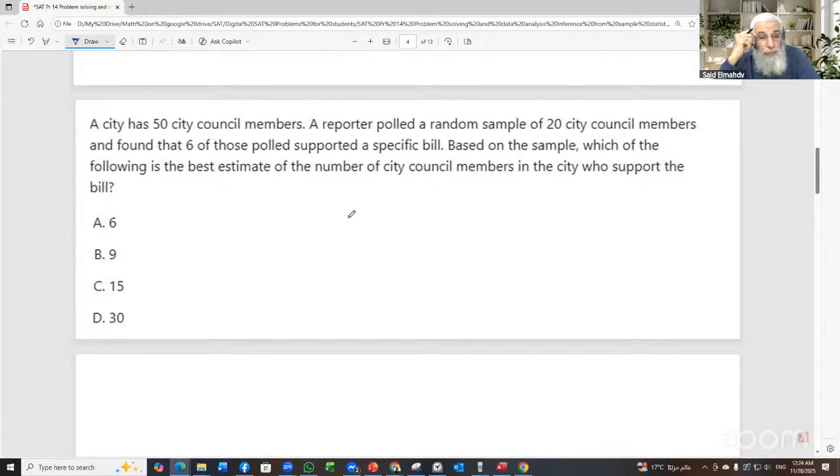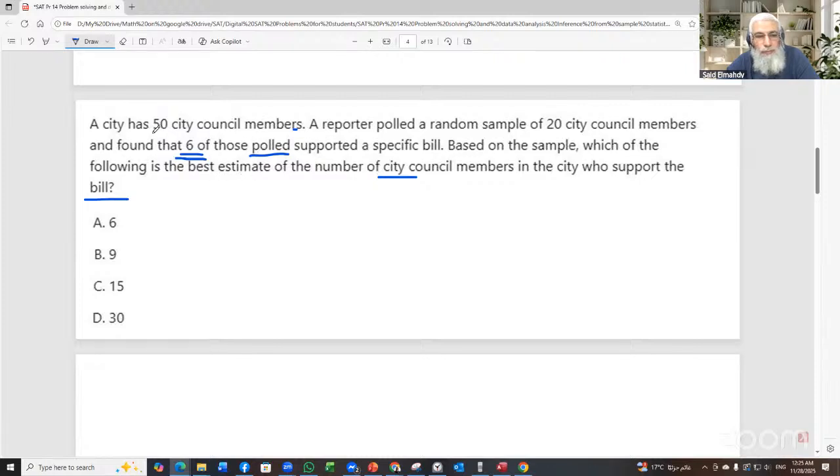Question number two. A city has 50 city council members. A reporter polled a random sample of 20 city council members and found that 6 of those polled supported a specific bill. Based on the sample, which of the following is the best estimate of the number of city council members in the city who support the bill?